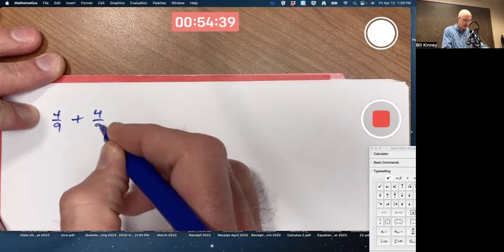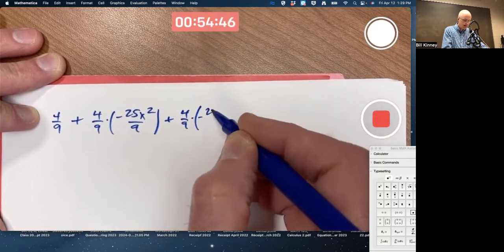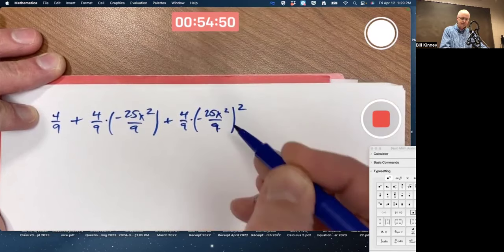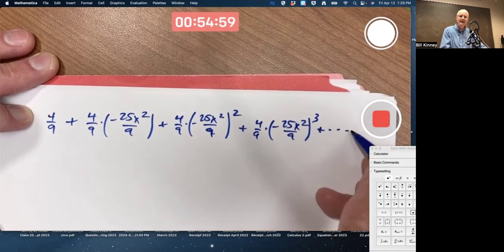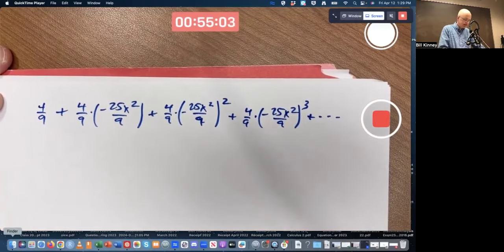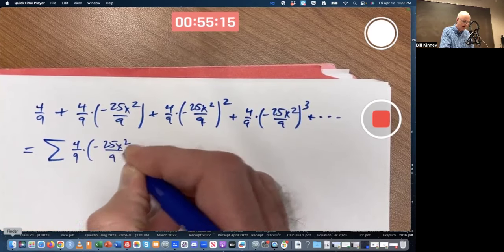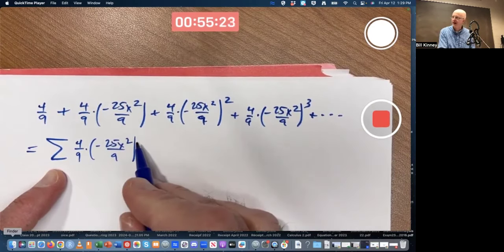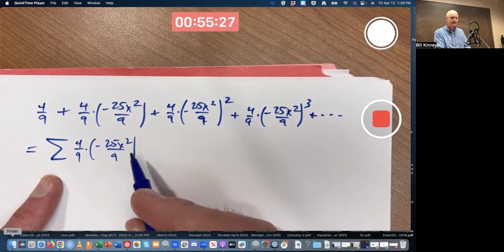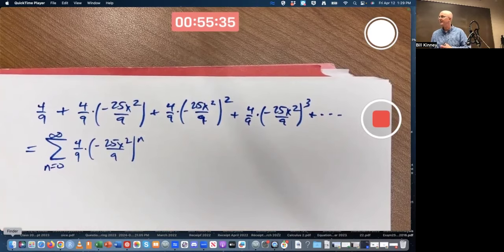4/9 plus 4/9 times negative 25x squared over 9, plus 4/9 times negative 25x squared over 9 squared, plus 4/9 times negative 25x squared over 9 cubed, etc. Don't forget the plus dot dot dots. This can be written in summation notation, where you're adding up terms of the form 4/9 times negative 25x squared over 9 to higher and higher powers. We can either start the summation at 1 and make this first power an n minus 1, or what's more typically done in this context is start the summation at 0 and make this an n. Still an infinite sum.